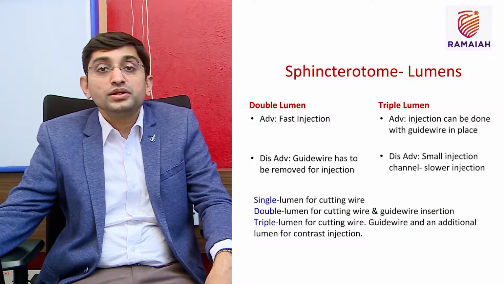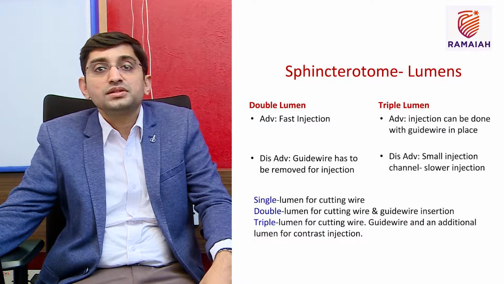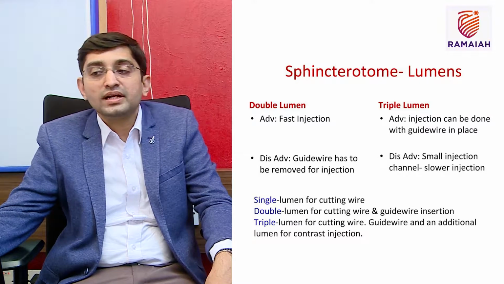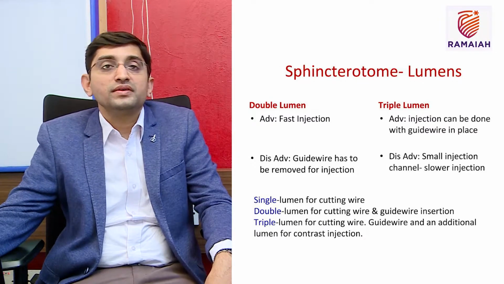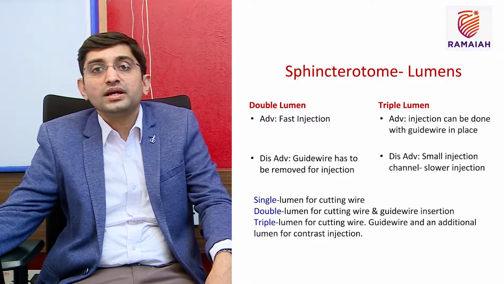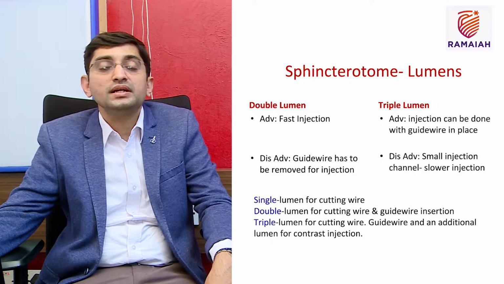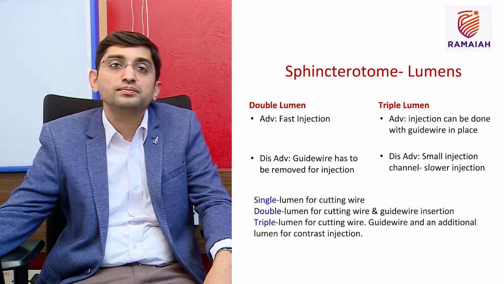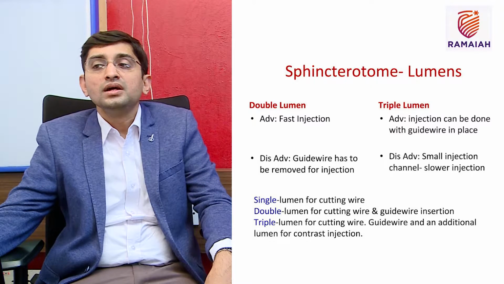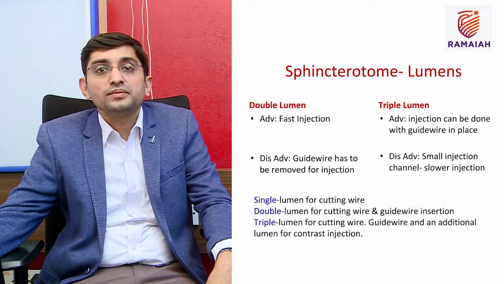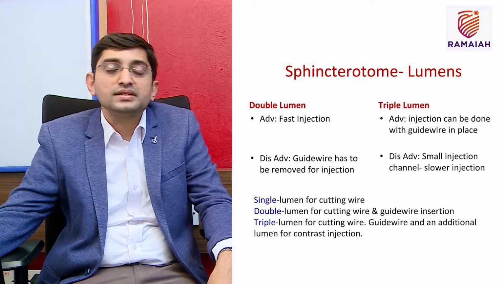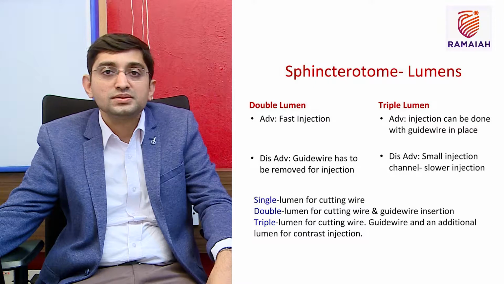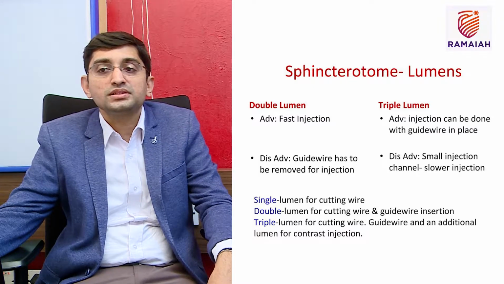Earlier people used to use a single lumen sphincterotome, which was only for the cutting wire. Then came the double lumen, where there is a lumen for both the cutting wire as well as guide wire insertion. Once a guide wire is inserted, we need to remove the guide wire, and then inject contrast to delineate the bile duct by a cholangiogram. Nowadays we have bypassed all this. We use only a triple lumen catheter. The advantage is all three can be done without a wire exchange, but the only disadvantage is the amount or rate of injection of contrast, which is much lesser in contrast to the double lumen sphincterotome.